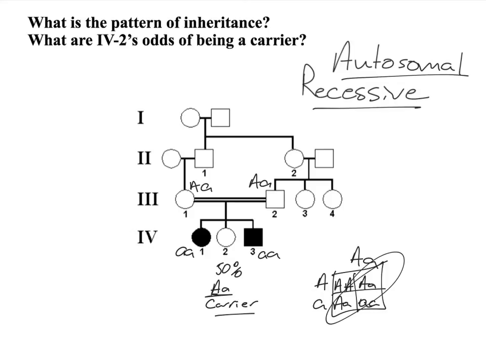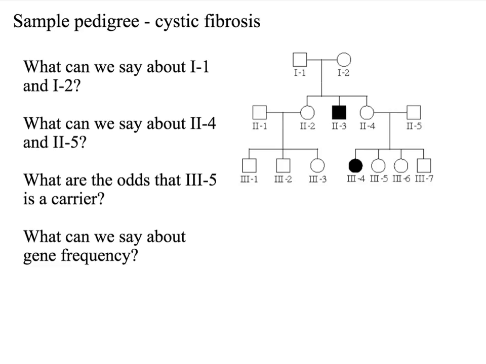All right, let's go ahead and look at the next problem. Sample pedigree cystic fibrosis. That's the cystic fibrosis one we did earlier. So what can you say about 1-1?